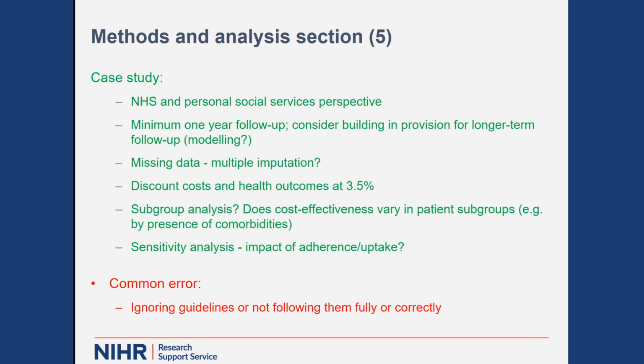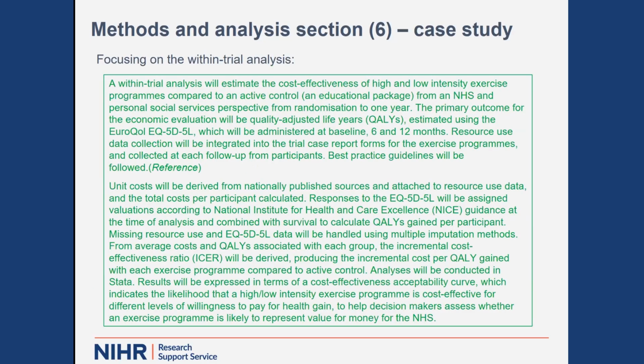So when we thought of all that, our health economics methods in our grant application might look something like this. So we're conducting a within trial analysis, estimating the cost effectiveness of high and low intensity exercise programs compared to an active control. So there are 3 groups from an NHS and personal services perspective, and randomization to 1 year. So that's our time horizon and perspective.